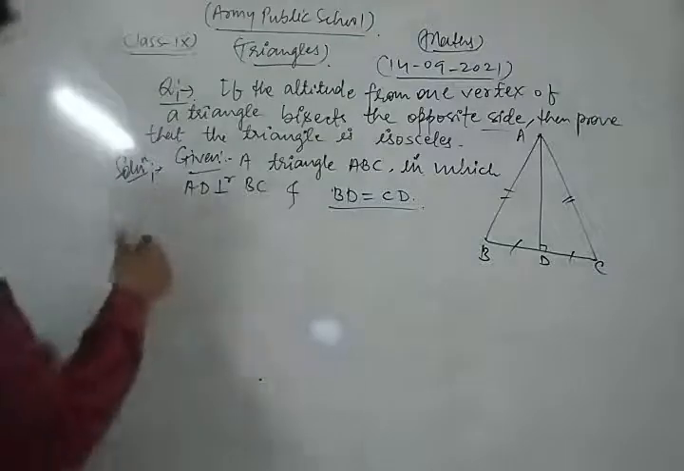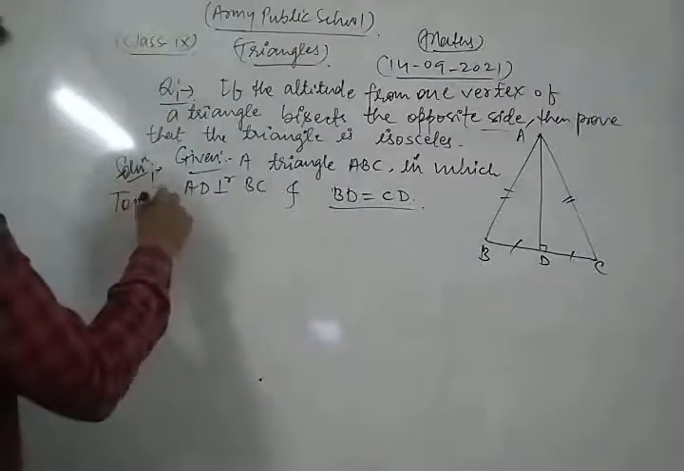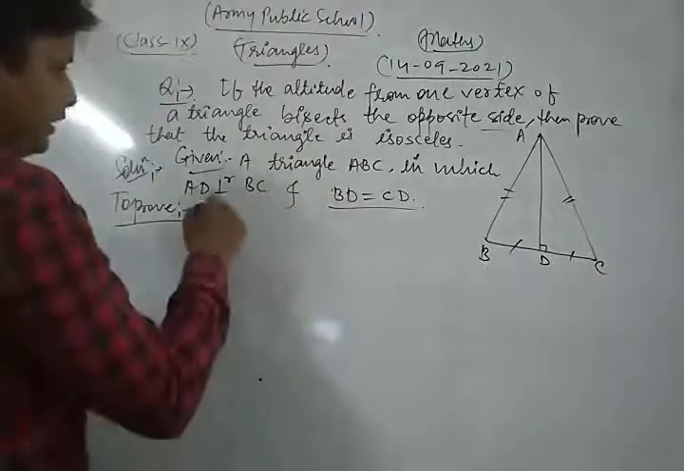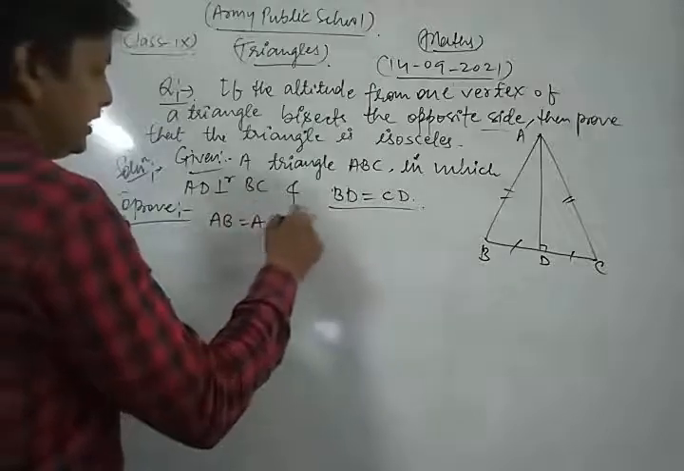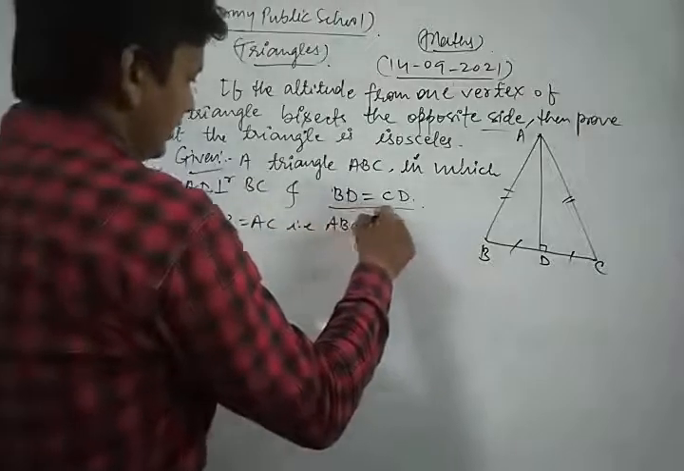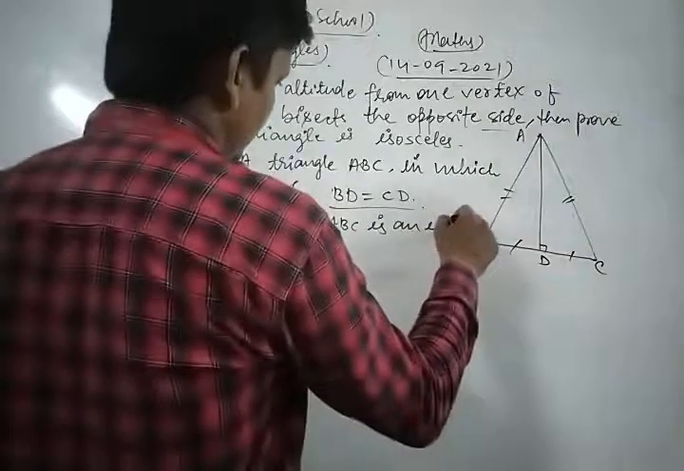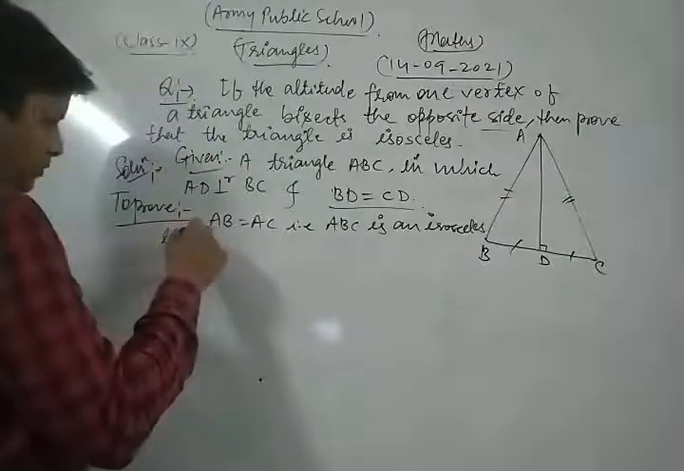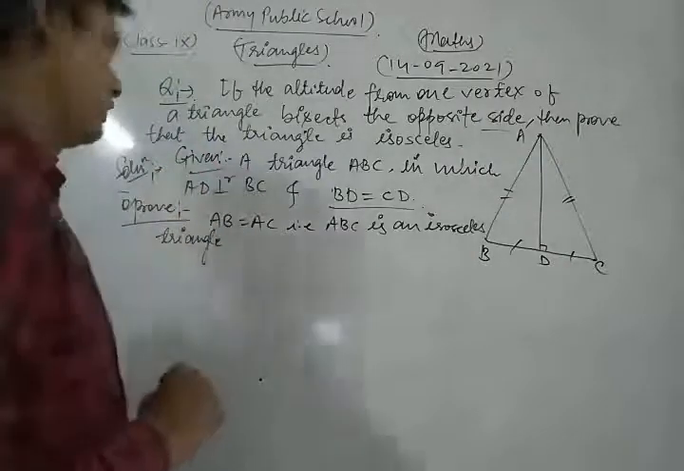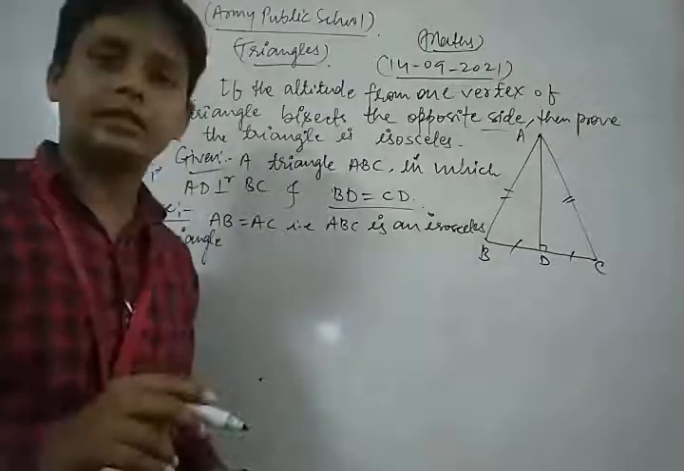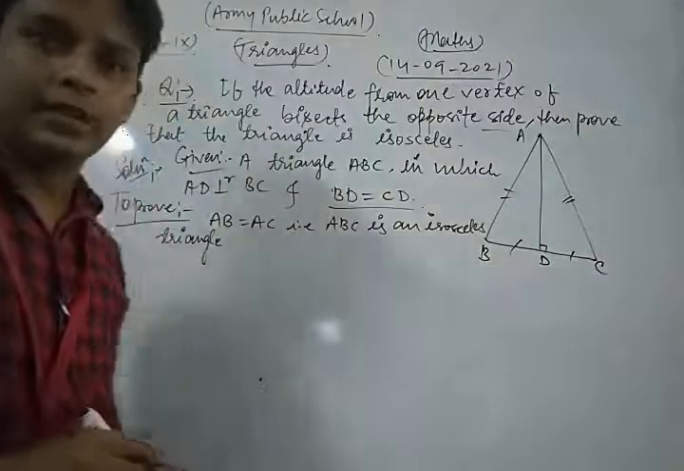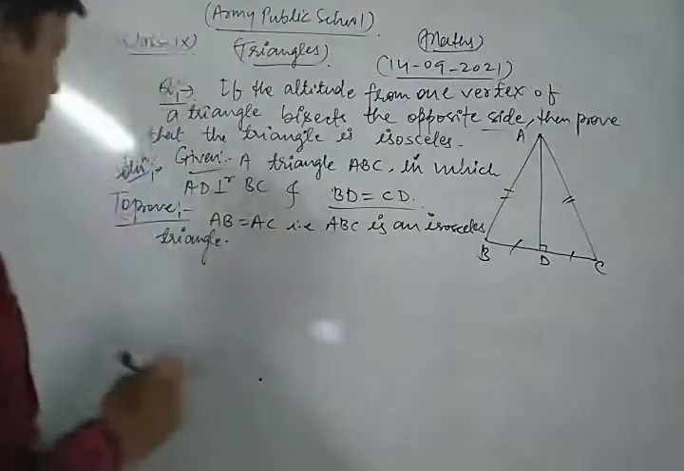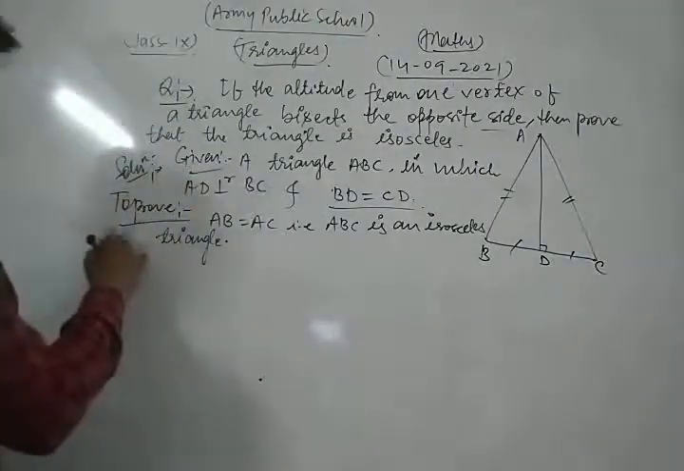Now we write what is to prove. We have to show that AB is equal to AC, that is, ABC is an isosceles triangle. We have to show this. Now, given to proof, we write its proof.